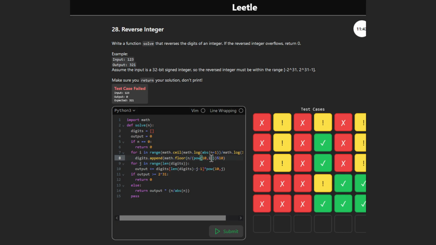Then which is 1. 10 to the power of 1 is 10. 1, 2, 3 divided by 10 is 12.3. Floor of that is 12, mod 10 is 2, as expected. Then you repeat that a third time. So you're going to get 3, then 2, then 1. And now, you're starting by getting the last digit, which is length of digits, which in this case is 3, minus 0 minus 1 is 2, times 10 to the power of 0, which is times 1. Output plus equals that.